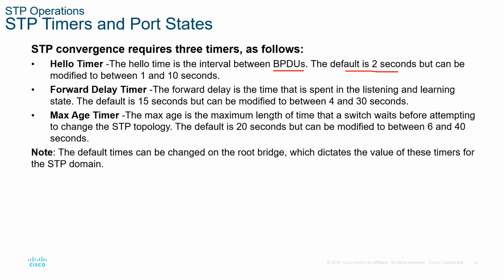Then we have the forward delay timer. The forward delay is the time that is spent in the listening and learning states. The default is 15 seconds and can be modified between 4 and 30 seconds. Then we have the max age timer. That is the maximum length of time that the switch waits before attempting to change the STP topology. The default is 20 seconds, but it can be modified between 6 and 40 seconds.